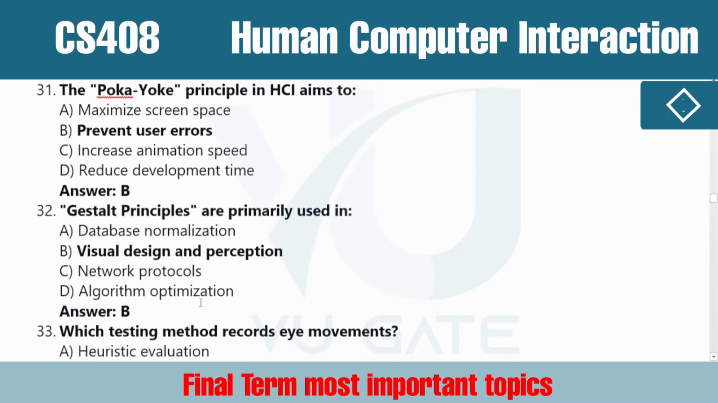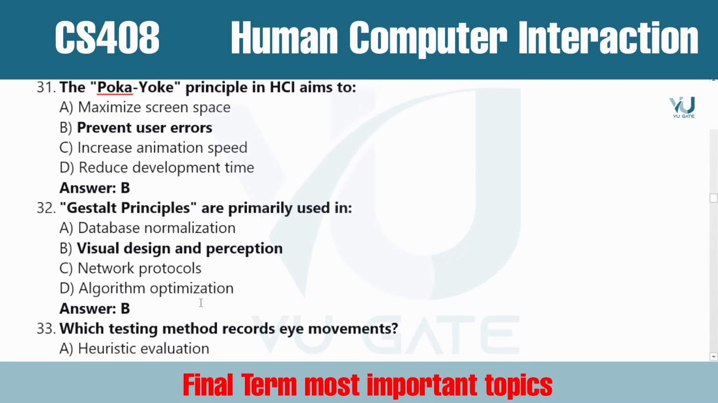Question 31. The Poka-yoke principle in HCI aims to. The correct answer is option B, prevent user errors. Question 32.